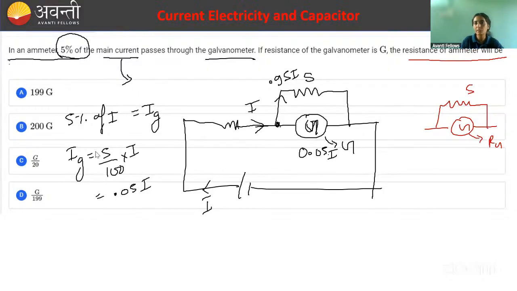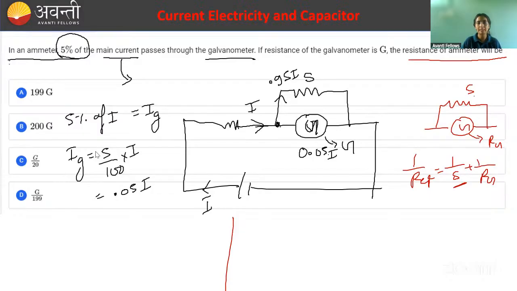Combination of two resistors S and RG in parallel. So 1 by R equivalent, what will you write? 1 by S plus 1 by RG. RG is already given, that is equal to G. We need to calculate the value of S. So how will you find the value of S?